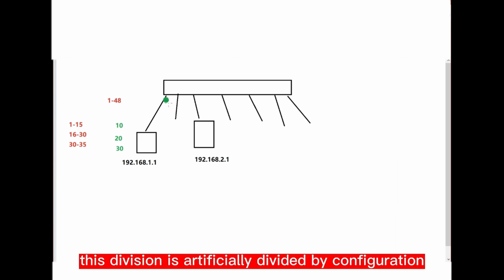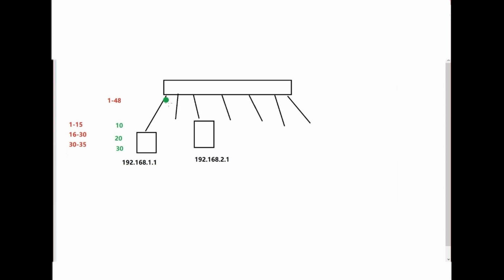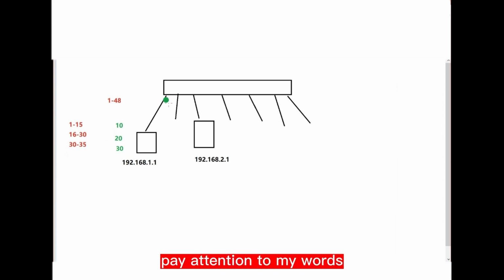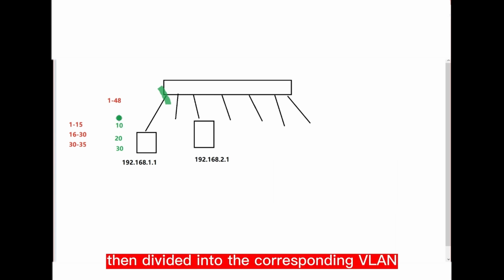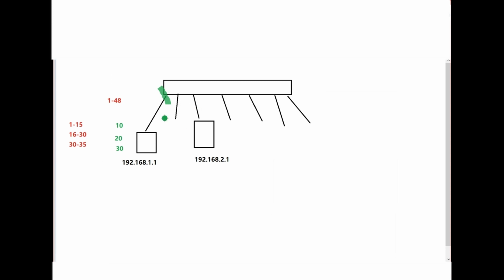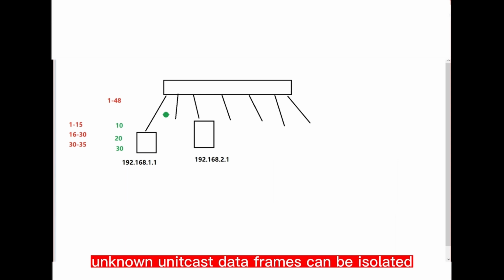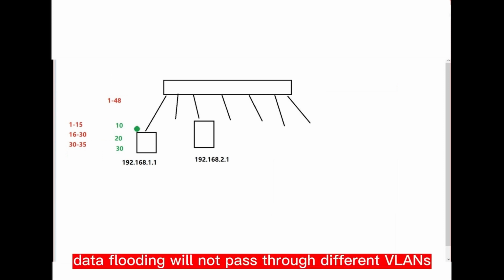This division is artificially divided by configuration. Pay attention to my words. Artificially divided by configuration. That is, you need to enter this interface, then divide it into the corresponding VLAN. Then this interface belongs to this VLAN. It's simple. Between different VLANs, unknown unicast data frames can be isolated. Broadcast frames can also be isolated. Data flooding will not pass through different VLANs.